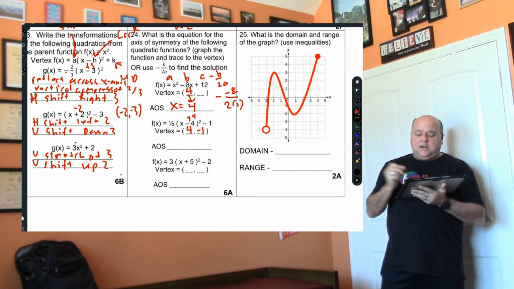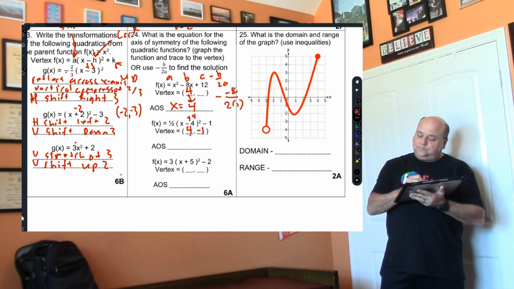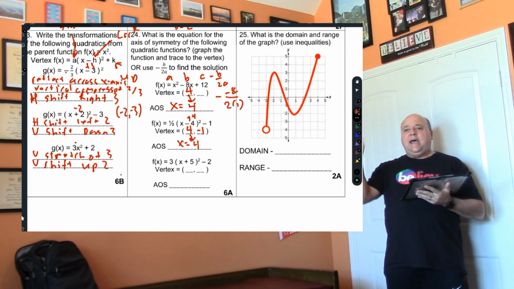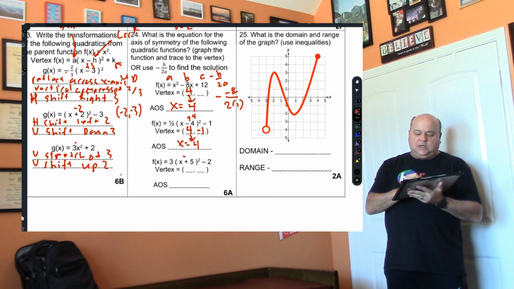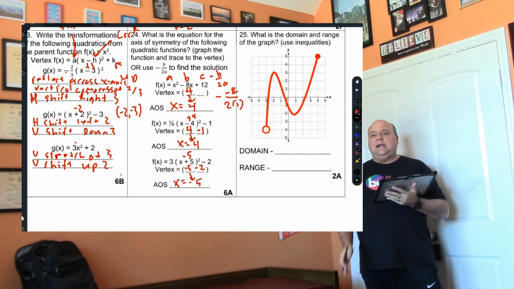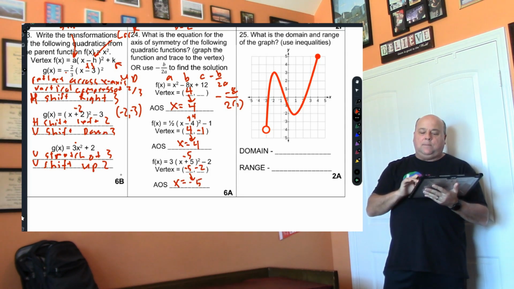Remember, you got to flip the number inside the parentheses. That 4 is your axis of symmetry. The x of your vertex is your axis of symmetry. Right here, the opposite of plus 5 is minus 5. So my vertex is -5, -2. My axis of symmetry is going to be that -5 in it. That's the vertical line that splits the parabola in two.